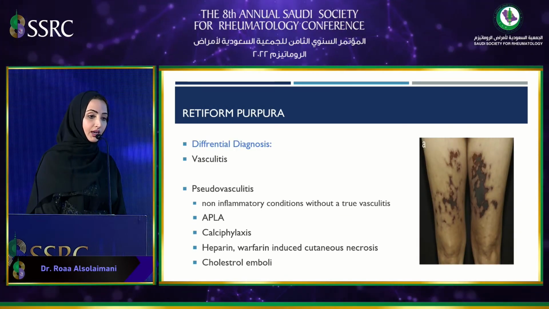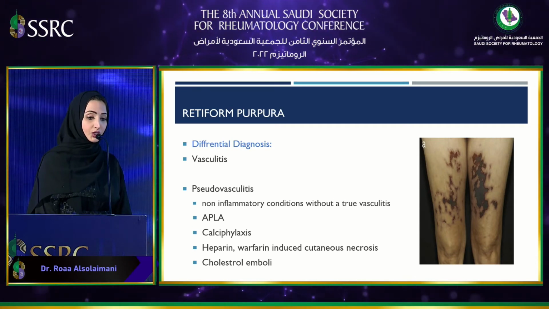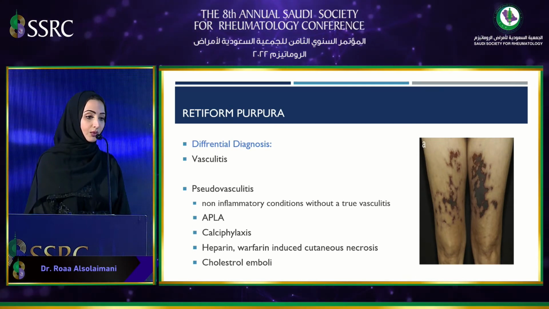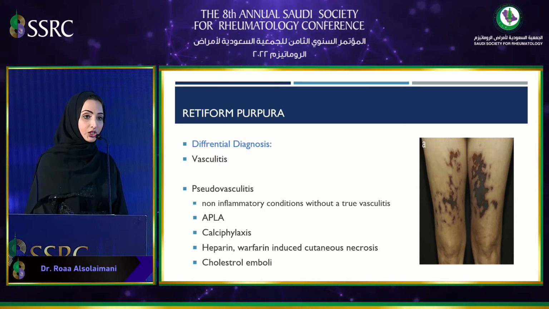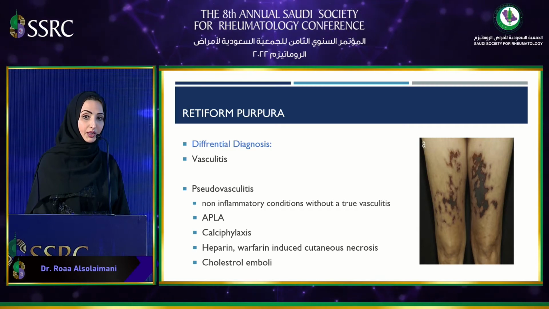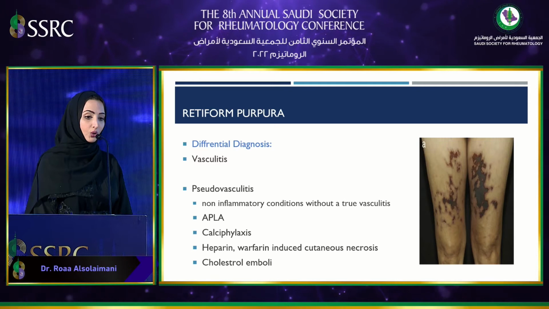Retiform purpura, or the differential diagnosis of this lesion, can be seen in vasculitis. However, we can also see it in pseudovasculitis cases, which are non-inflammatory conditions like antiphospholipid antibody syndrome, calciphylaxis, heparin or warfarin-induced skin necrosis, or cholesterol emboli.